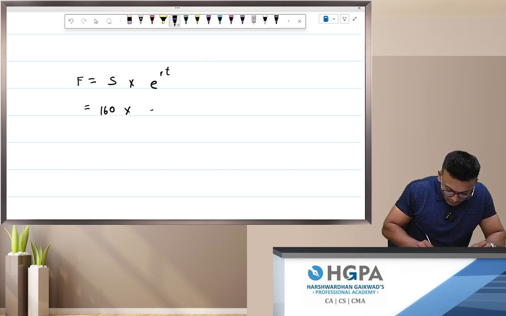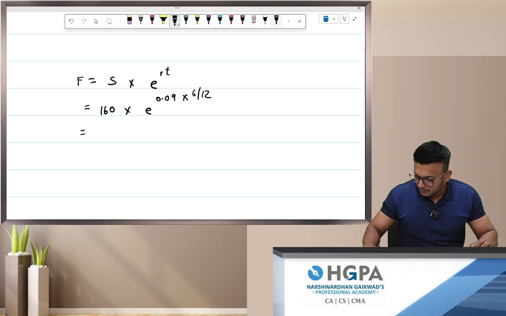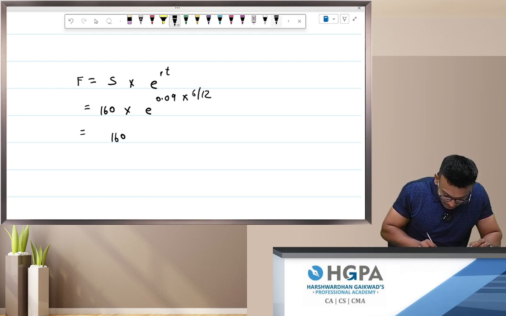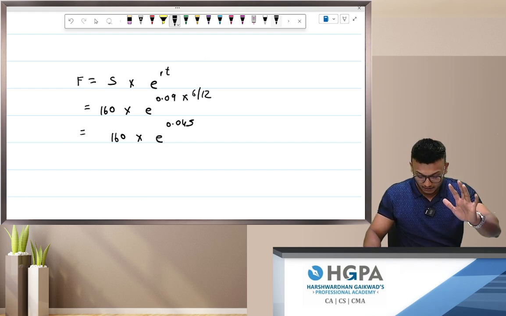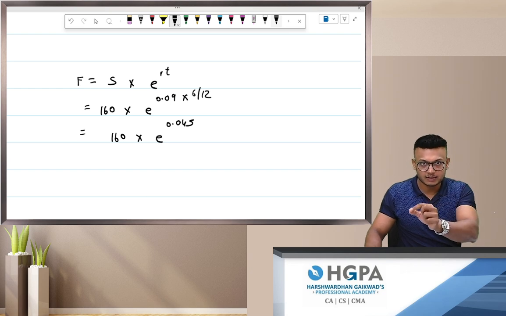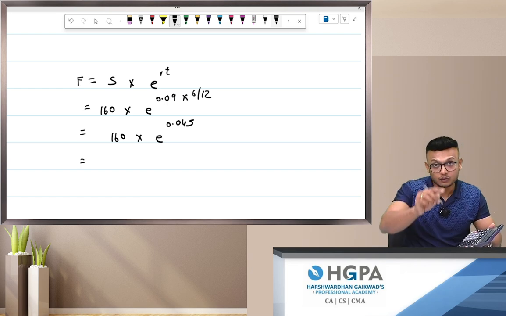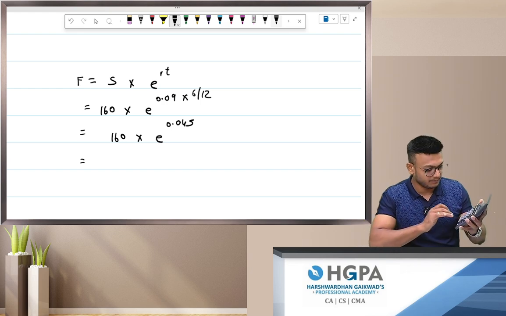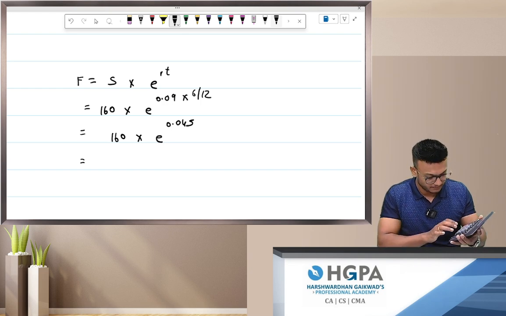160 into e raised to 0.09 into 6 divided by 12. Okay, do 6 divided by 12. So this is 160 into e raised to 0.045. Same thing: if this is given in the question, just take it directly, otherwise please compute it. Now I think you should be able to do it very perfectly. I'll do it, and when you do it, you can match the answers. You have the answer in your module.